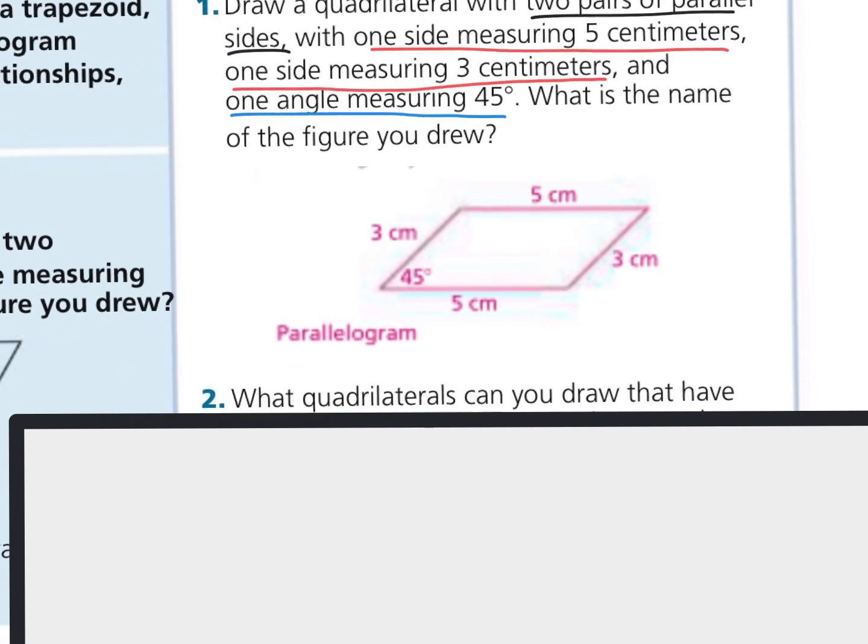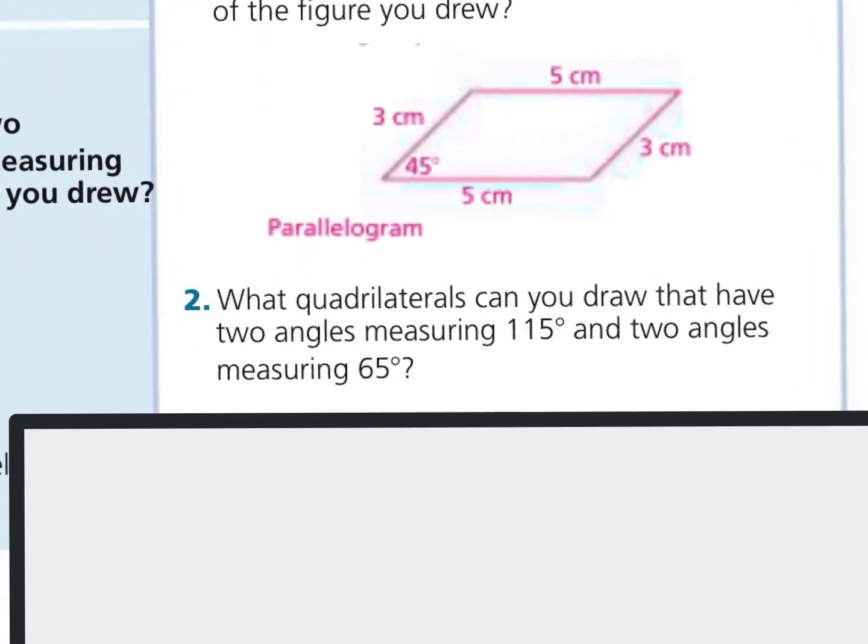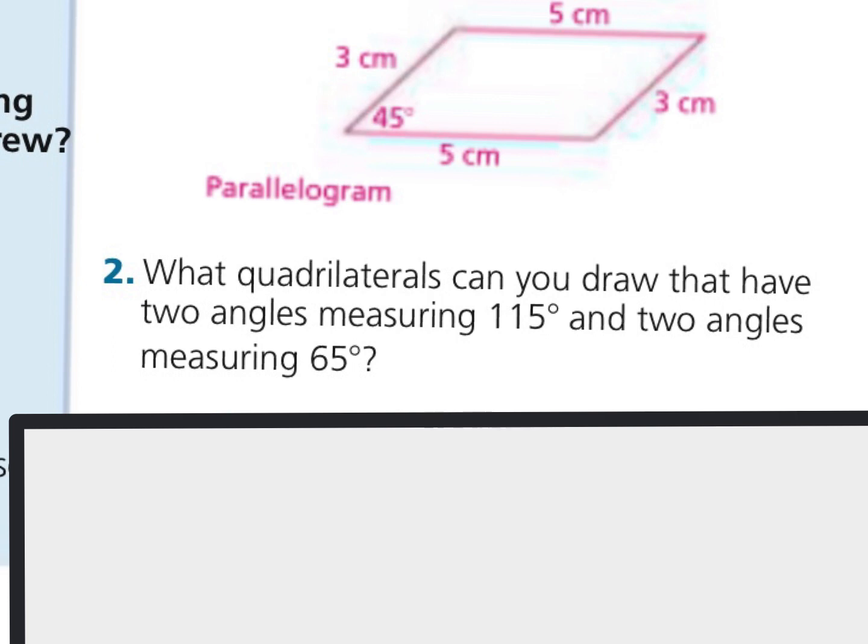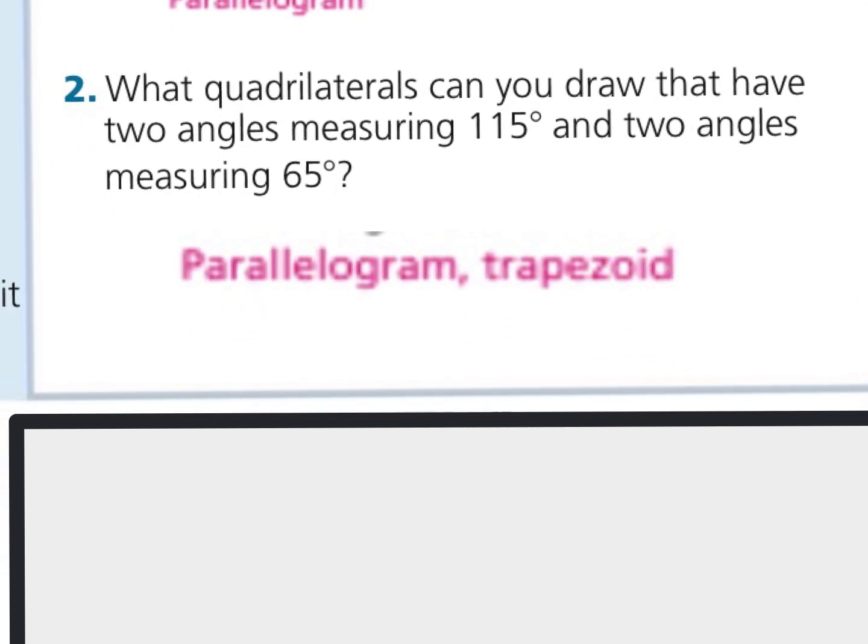And then if we look at number 2, what quadrilaterals can you draw that have 2 angles measuring 115 degrees and 2 angles measuring 65 degrees? So some different options we would have for this. Possibly we could have a parallelogram. We could have a trapezoid. A variation of the parallelogram, we could have a rhombus.